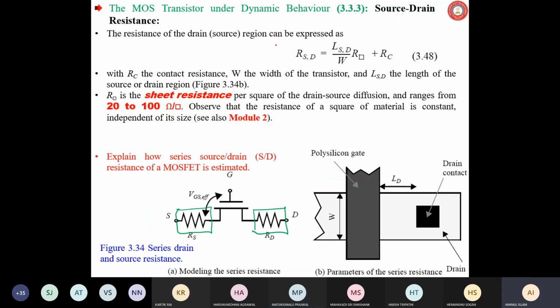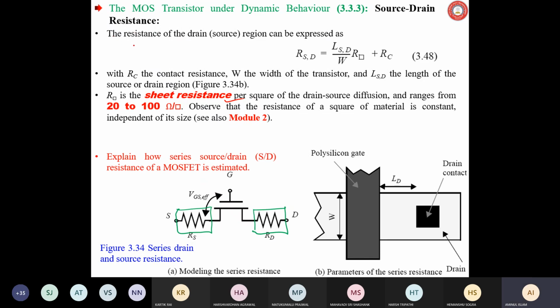The resistance of the drain source region can be expressed as RSD because both are similar. So we are denoting with RS or RD. It is the same thing. Okay. R = L_SD divided by W, into R square. R square is the sheet resistance per square.